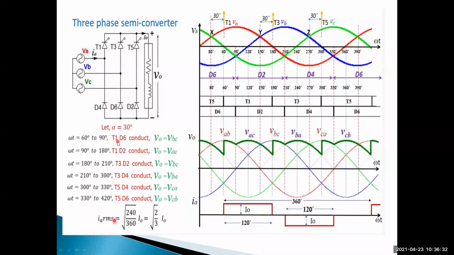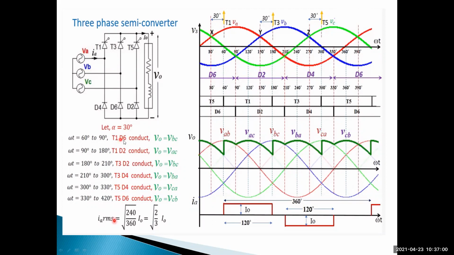From 60 to 90, T1 is triggered and is under conduction mode. So up to 180 degrees, how much is that? 120 degrees. Thyristor T1's conduction duration is 120 degrees, from 60 to 180, that means 180 minus 60, so 120 degrees. In this region, diode D6 is forward biased from 60 to 90, and from 90 to 180 degrees, diode D2 is forward biased.